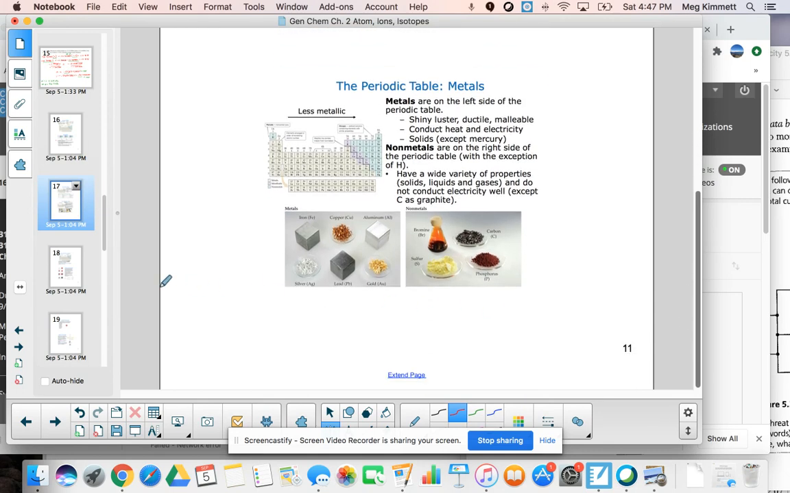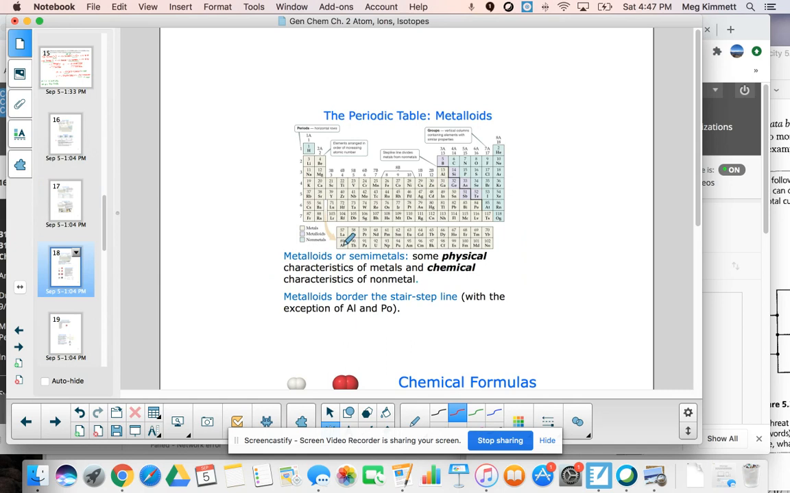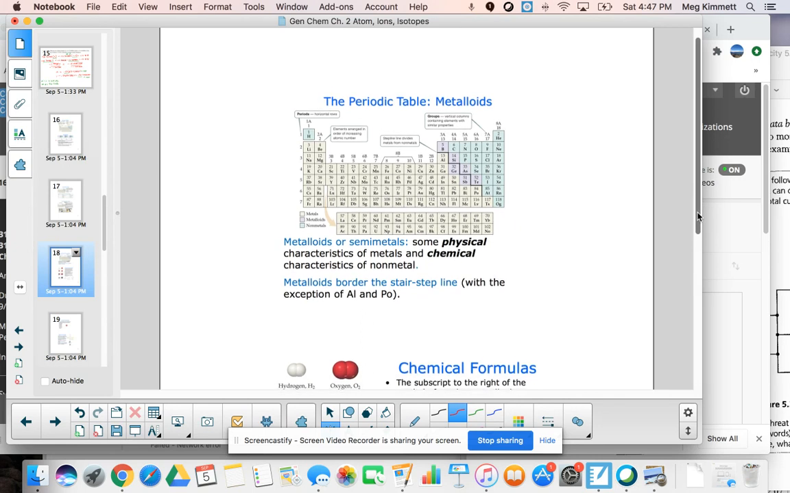I know this is a tiny little periodic table. This one's a little bit better. So here are your metalloids. There are 6 of them: boron, silicon, germanium, astatine, antimony, and tellurium. Those are going to be your 6 metalloids. Metalloids are elements that have characteristics of both metals and nonmetals. They're considered semiconductors, metalloids, or semi-metals.